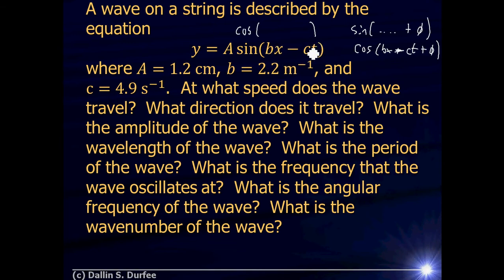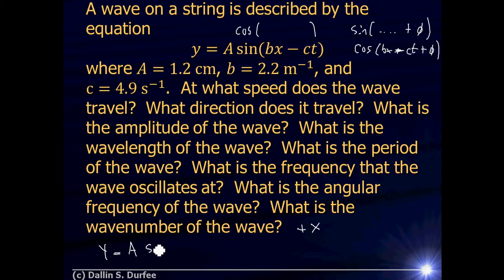As time goes up, what do I have to do to x to keep this argument at 0, or at some fixed value? As time increases, x has to increase. So I know that it's going to travel in the plus x direction. What is the velocity? Once again, I just have to factor this so that I have x plus something.